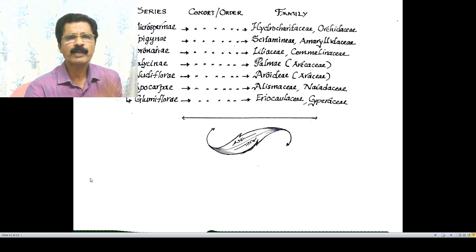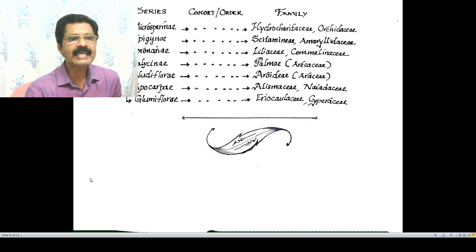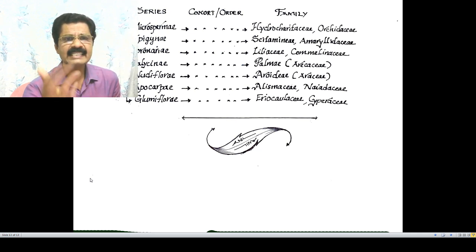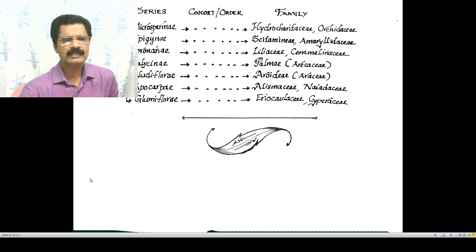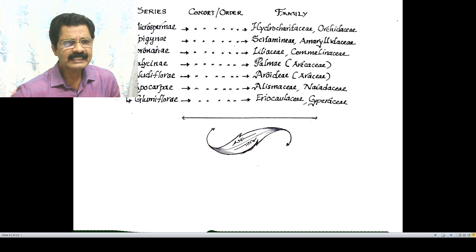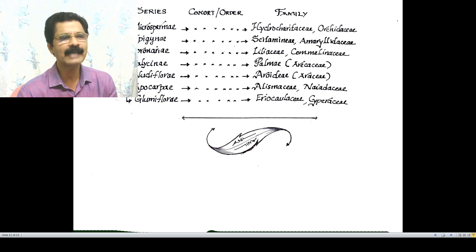The 7 series are: Microspermae, some of the families, Hydrocharitaceae, Orchidaceae. Orchidaceae come under Microspermae. Epigynae: Amaryllidaceae, Taccaceae come under this series. Coronarieae: Liliaceae, Commelinaceae. Calycinae: Arecaceae come under Calycinae. Nudiflorae: Araceae come under Nudiflorae. Apocarpae: Alismataceae, Naiadaceae come under Apocarpae. Eriocaulaceae, Cyperaceae come under Glumaceae. This is the basic classification and the most widely accepted classification, proposed by George Bentham and Joseph Dalton Hooker.